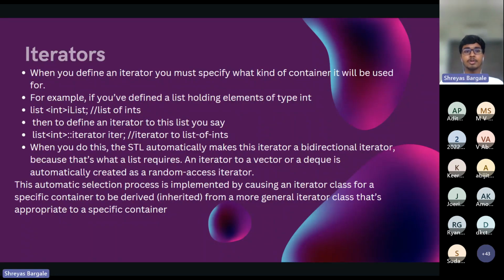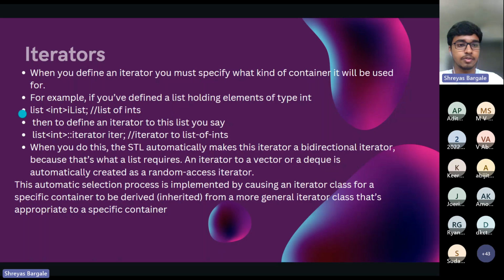Whenever you define an iterator, you need to specify what kind of container it will be used for, because since we have overloaded the iterator, we need to have some kind of declaration of which kind of container it will operate on. Otherwise, the compiler won't know what kind of functions it needs to have to operate on the different container elements.